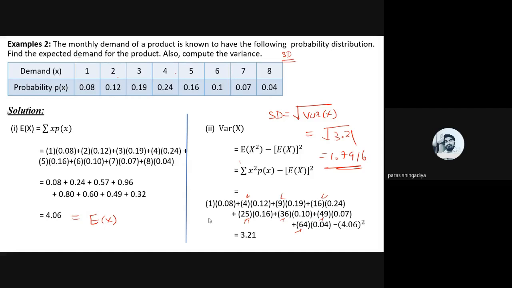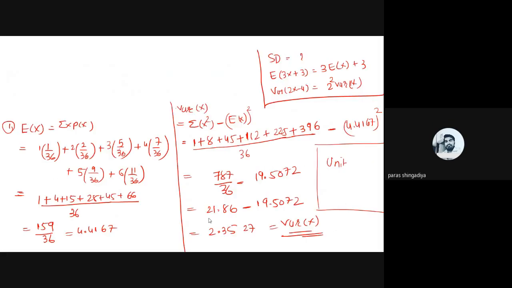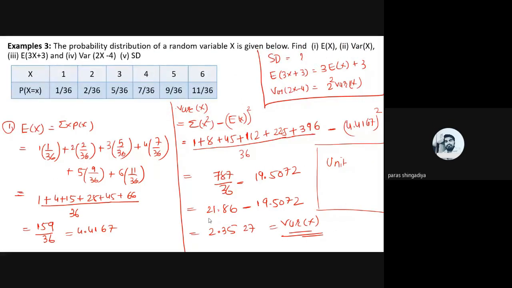So that is the second example. The data is already given there, and as per the data we just replace it in the formula. Then after simplifying, that is the answer for variance and standard deviation. And then the third one is for your practice.